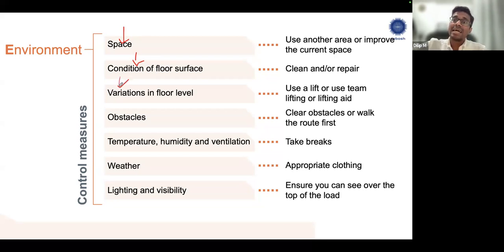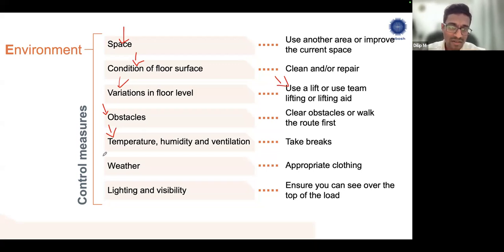Will I be using any staircases? Okay, if I have to use a staircase, then use a lift. And then are there any obstacles like poor housekeeping? What about the temperature level, humidity, ventilation, because this task requires more physical effort. So if you're doing a physical task in a very high temperature or in humid conditions or where the ventilation is poor, then it increases the risk factors.